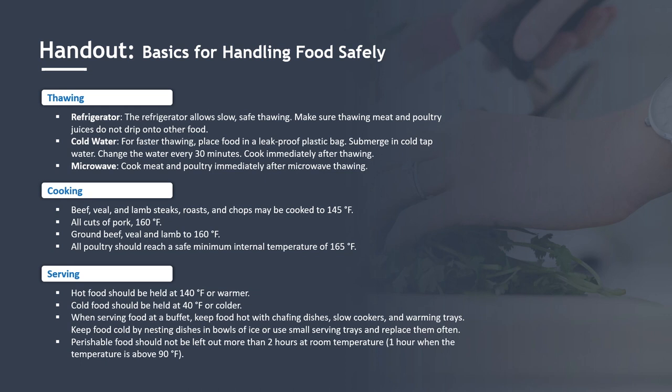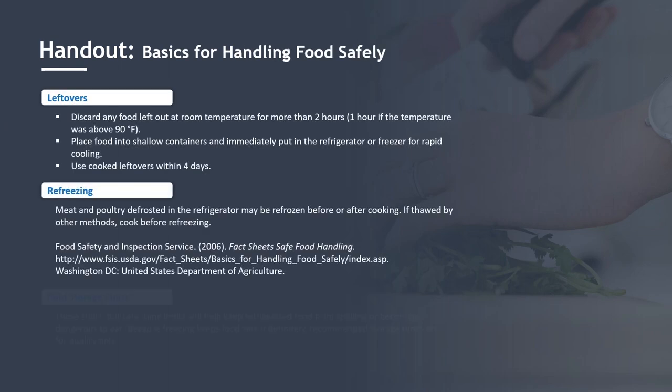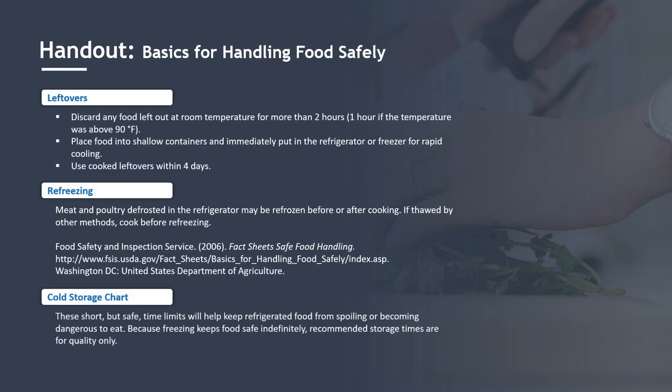Perishable food should not be left out for more than 2 hours at room temperature, 1 hour when the temperature is above 90 degrees Fahrenheit. Leftovers. Discard any food left out at room temperature for more than 2 hours, 1 hour if the temperature is above 90 degrees Fahrenheit. Place food into shallow containers and immediately put in the refrigerator or freezer for rapid cooling. Use cooked leftovers within 4 days.